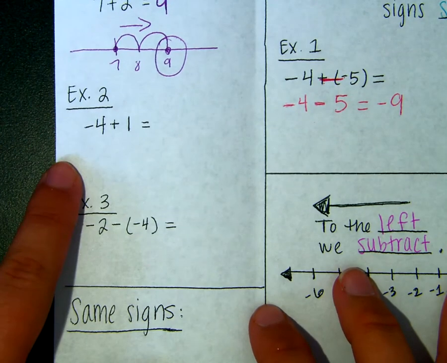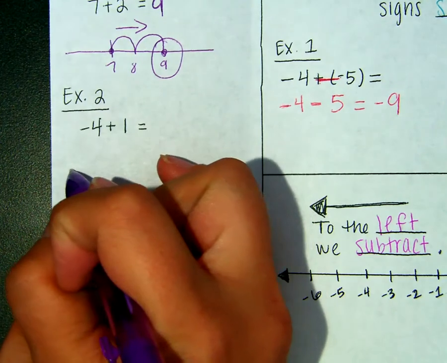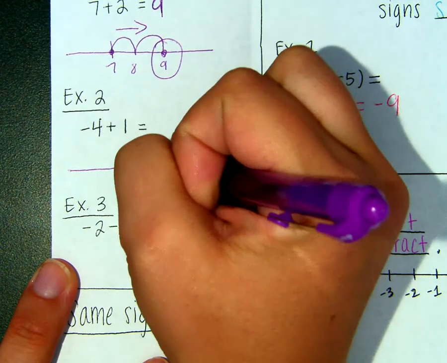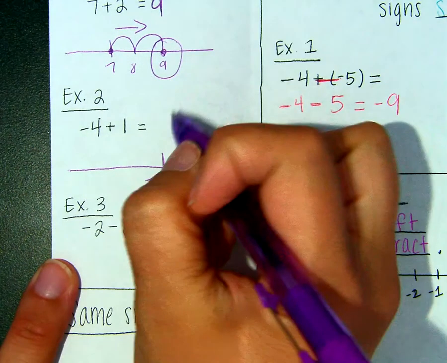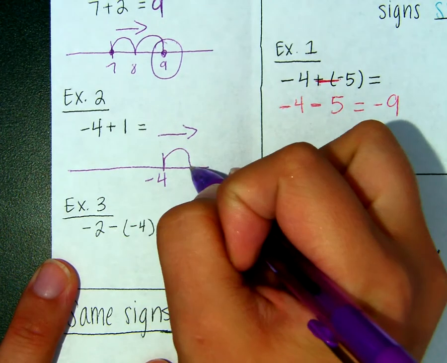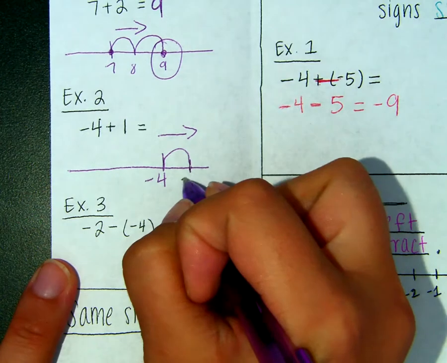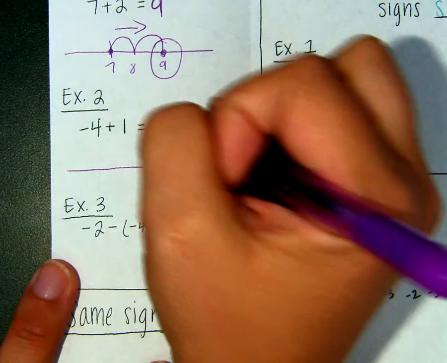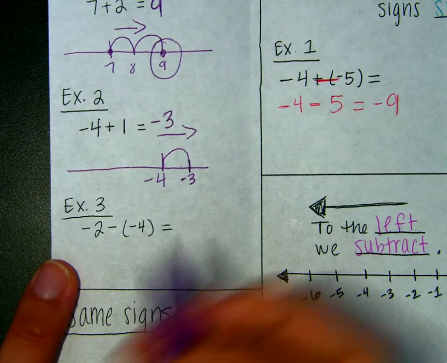Now -4 plus 1. If you cannot do that in your head, draw your number line. If you are at -4, and it's plus, so we know we're going to be moving to the right. So if we add 1, what happens to our number line when we move to the right with negatives? Remember, our numbers get smaller. So it'd be -3. Negative 4 plus 1 is negative 3.